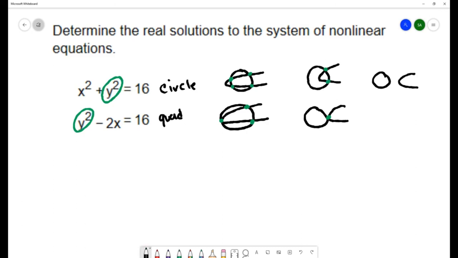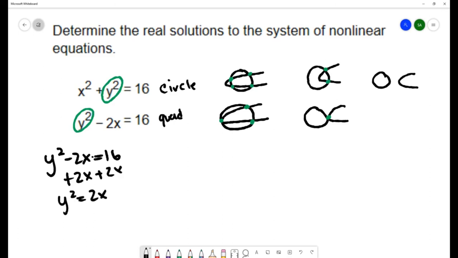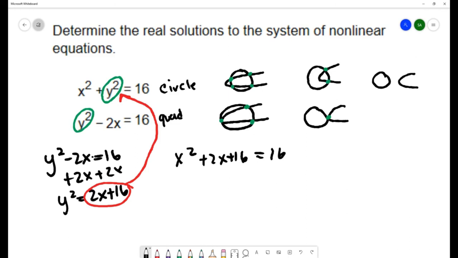I'm going to take the second equation, y squared minus 2x equals 16, and I'll solve for y squared, so I'll add 2x to both sides. That gives y squared equals 2x plus 16. And then I'm going to substitute that into the other y squared, the other equation, and that will give x squared plus 2x plus 16 equals 16. I have a quadratic here, and I'll move all the terms to the same side. That gives x squared plus 2x equals 0.